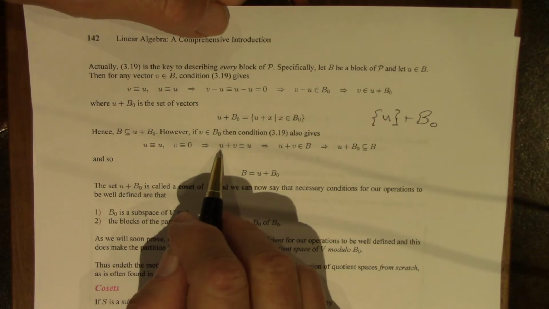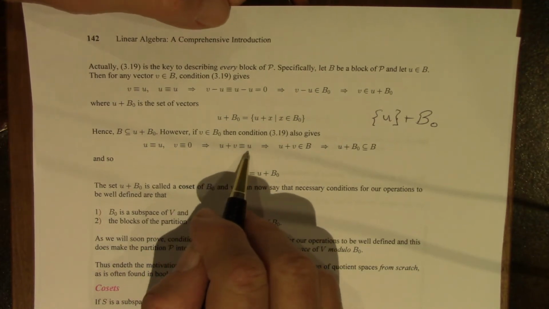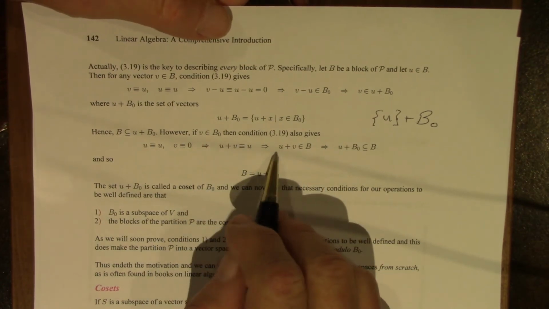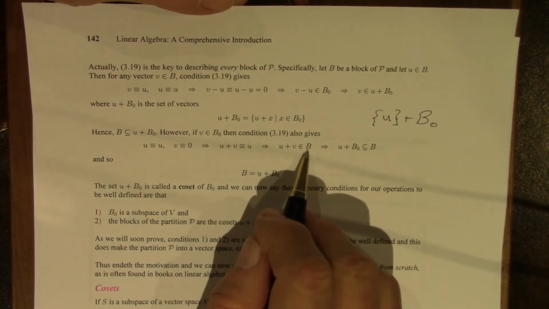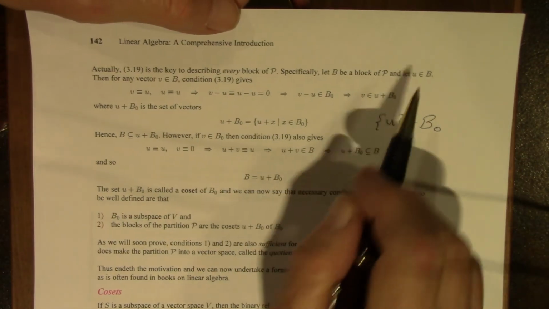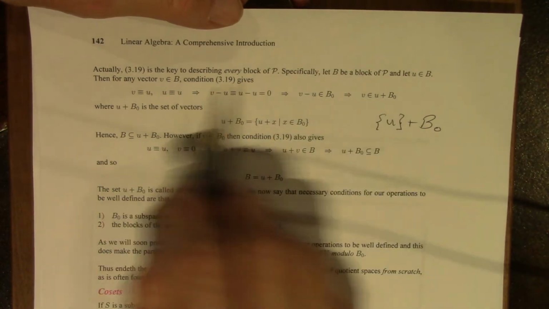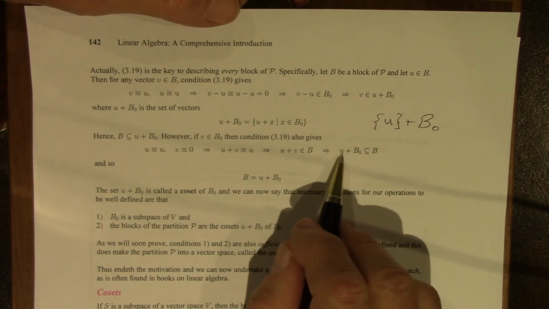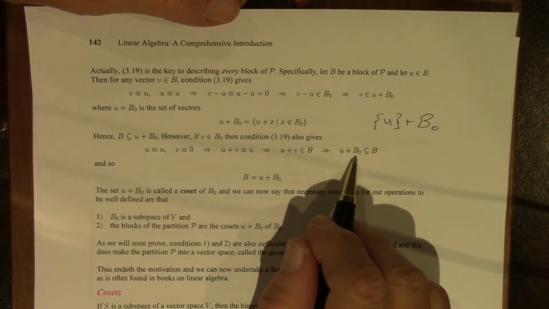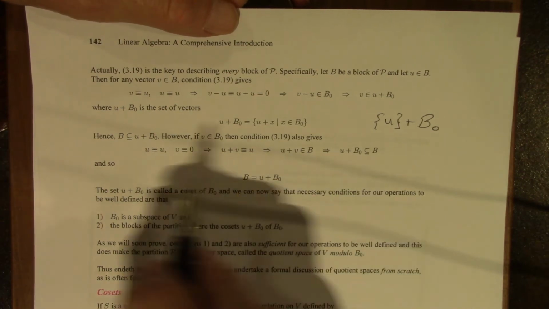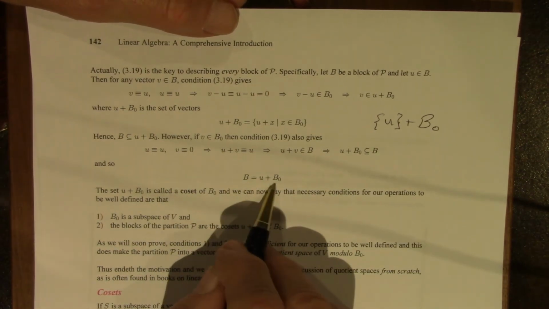That implies that u plus v is equivalent to u plus 0, or u. And that implies that u plus v is in the block B, because that's where u came from, not v, u came from B. And that implies that u plus B naught is contained in the block B. So these two blocks are equal.